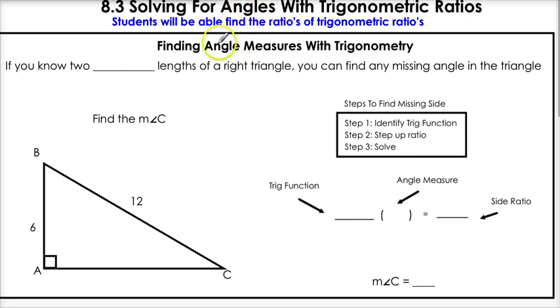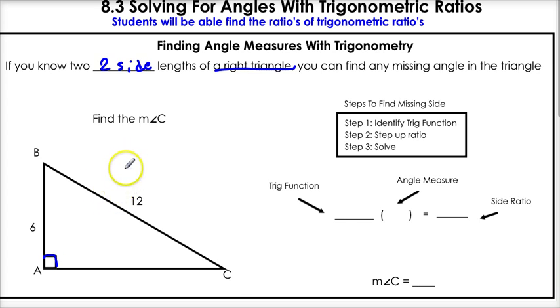So, finding angle measures using trig. I will tell you this: if you know two side lengths of a right triangle, then you can find any missing angle in that triangle. But you need to know two side lengths. So if you have a right triangle, such as we have here, and you have two side lengths, you could find any of the missing angles. And I'm about to show you how.